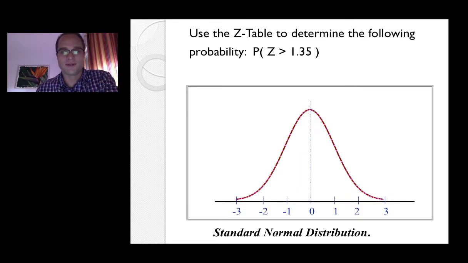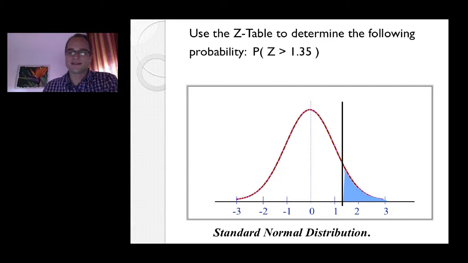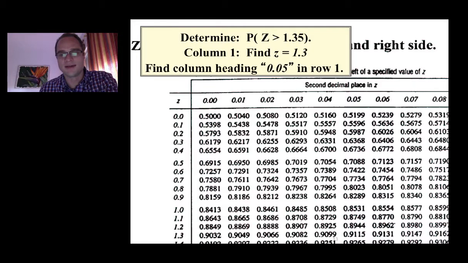Looking at another problem, let's go in a different direction. Previously, we were looking at areas below a certain z. Let's look at how to use the table to find an area above a z-score of 1.35. The empirical rule isn't going to give us enough information here. We can guess it's going to be somewhere less than 0.16, greater than 0.05, but we'll have to look at what that is.